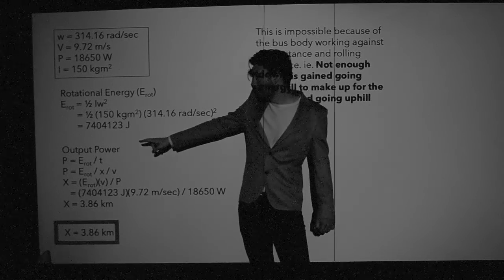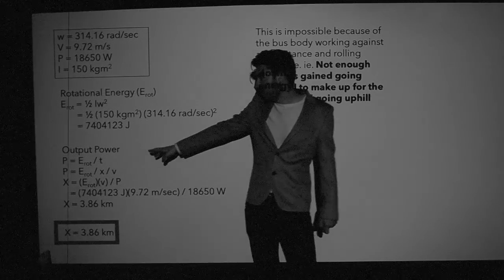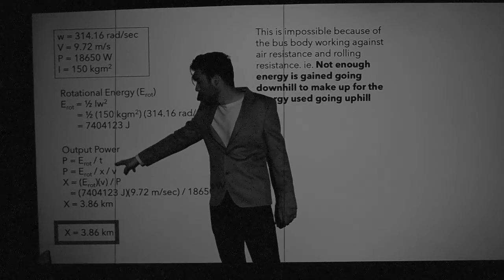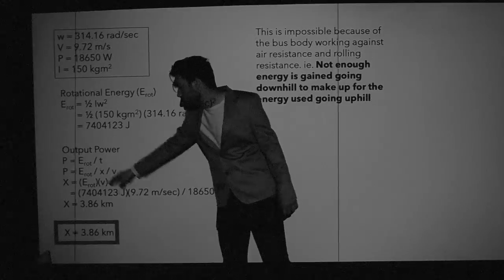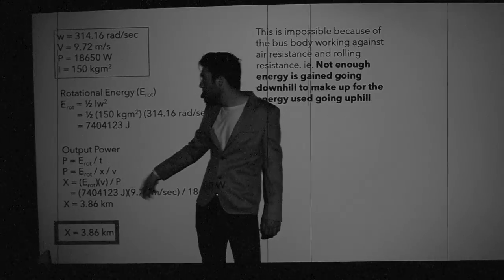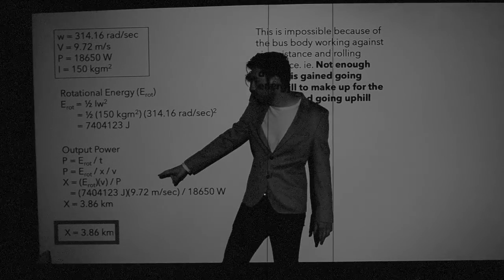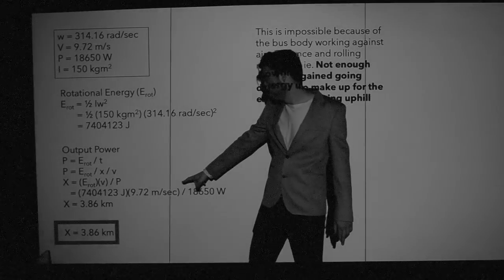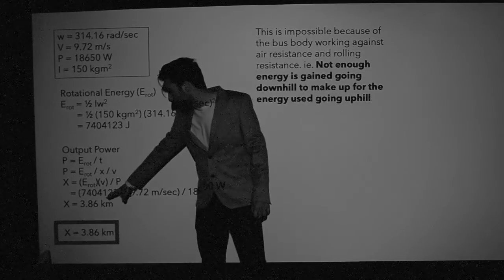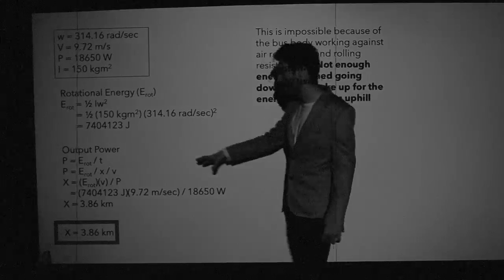So now that we have that, we can move on to our output power. We know that the power equals the energy of rotation divided by time, and we can turn time into the position times this divided by the speed. So we're looking for this position right here. When we rearrange everything, it's the energy of rotation times our speed divided by the total power. And we have all that from up above. So it's going to be 7,404,123 joules times 9.72 meters per second divided by 18,650 watts. And we're going to get 3.86 kilometers as our total distance that our power can travel.